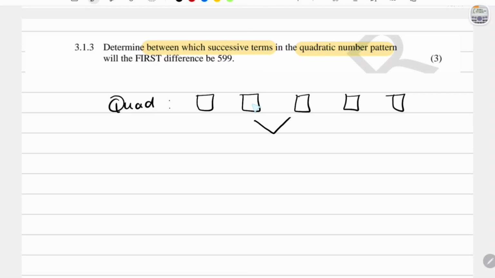So determine between which two terms that come right after each other in the quadratic pattern your first difference is going to be equal to 599. So you see, that's where your first difference is. That's really what they're asking you. So what are these terms? They want to know between which two terms we would have a first difference of 599. Okay, so let me go ahead and bring the pattern down so that we can actually look at this better.